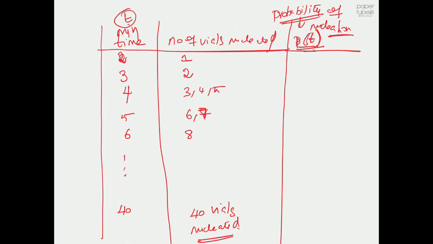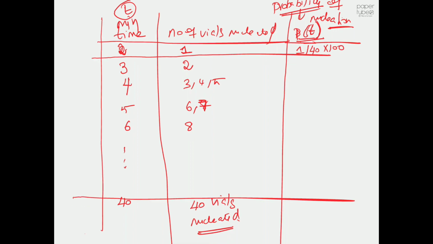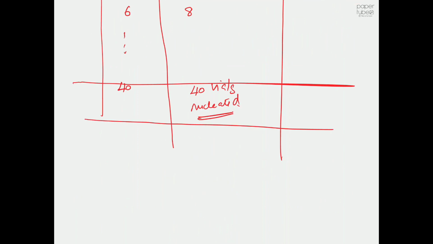So if you look here, the first vial, at 2 minutes, one vial got nucleated. So what is the probability of one vial getting nucleated out of the 40 vials? That will be roughly 1 divided by 40 multiplied by 100. And then if you come to the last vial, when all the 40 vials get nucleated, when time t is equal to 40 minutes, the probability of 40 vials getting nucleated at the 40th minute is 100 percent.